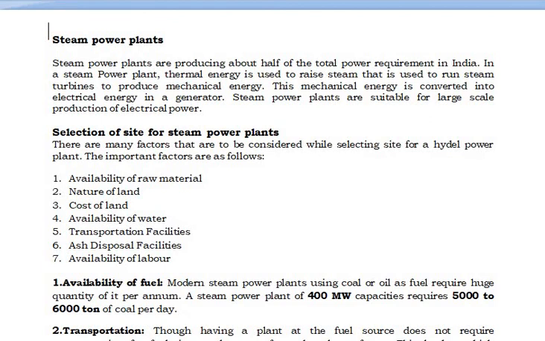First, we will deal with availability of fuel. Modern steam power plants using coal or oil as a fuel require a huge quantity of it per annum. A steam power plant of 400 megawatts capacity requires 5,000 to 6,000 tons of coal per day.